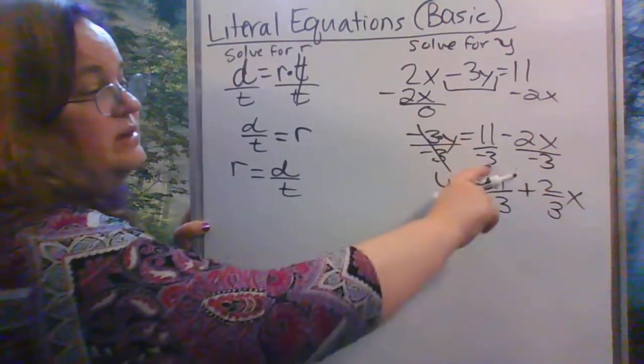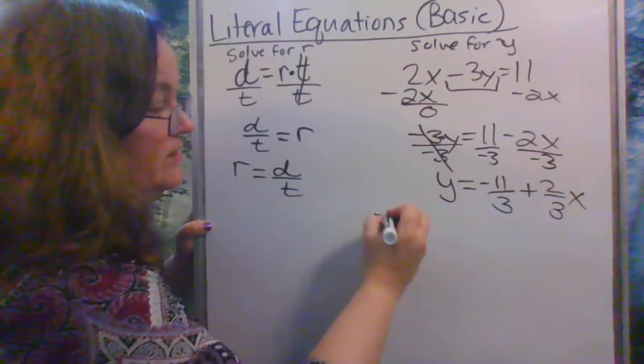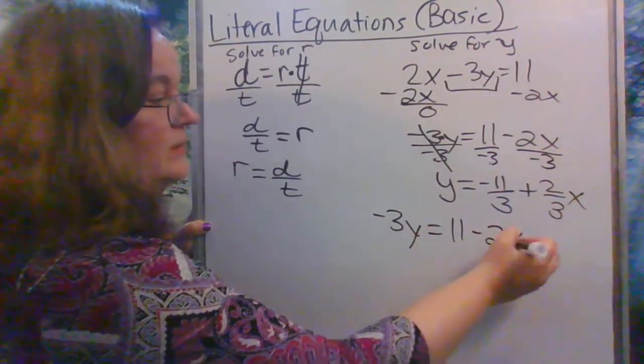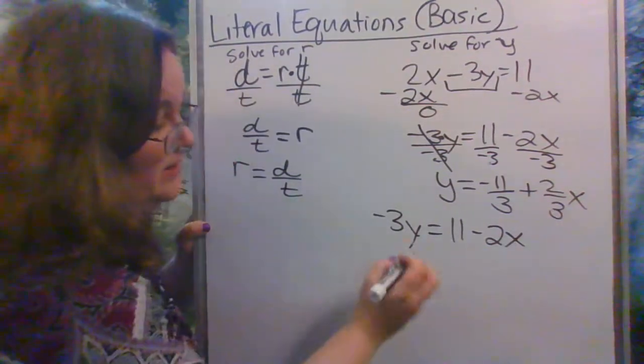Now, notice how I divided each of these separately. You could divide them all at once. So if I go back to this step, remember, if I divide this side by negative 3, I divide this side by negative 3.